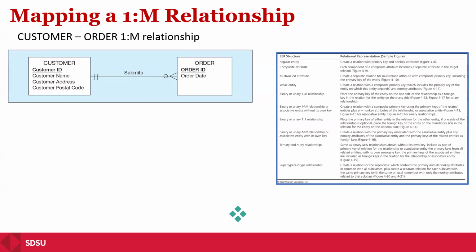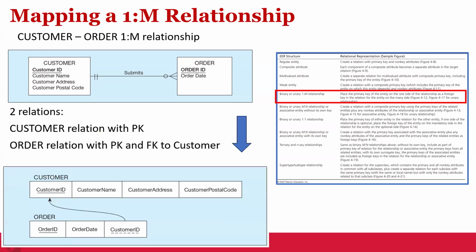Customer and order. We have a one-to-many relationship. One customer can have many orders. So we're going to find the rule for that. And the rule for that is going to be binary or unary one-to-many. We need to place a primary key of the entity on one side of the relationship as a foreign key on the many side. So this entity relationship diagram will look like this in the logical design.